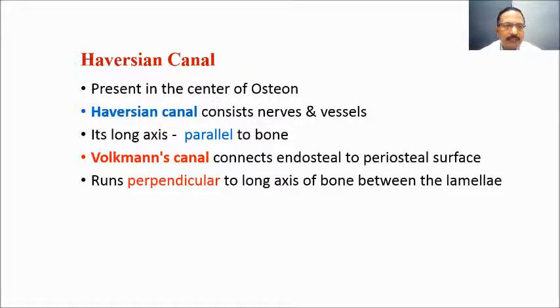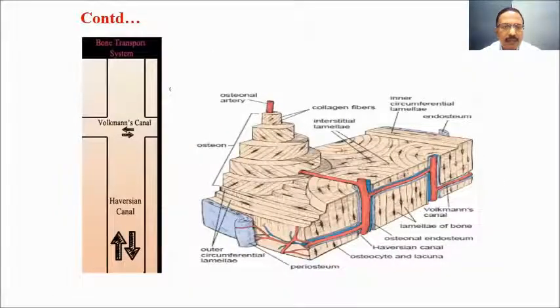Haversian canal, what is it? It is present in the center of an osteon. It consists of nerves and vessels, and its long axis is parallel to the axis of the bone, and they are interconnected by Volkmann's canal, which connects the endosteal surface to the periosteal surface and runs perpendicular to the long axis of the bone between the lamellae. So here we can see both the Haversian canal and the Volkmann's canal, and they are bringing the blood vessels and nerve fibers to the bony lamellae as well as the osteocytes.